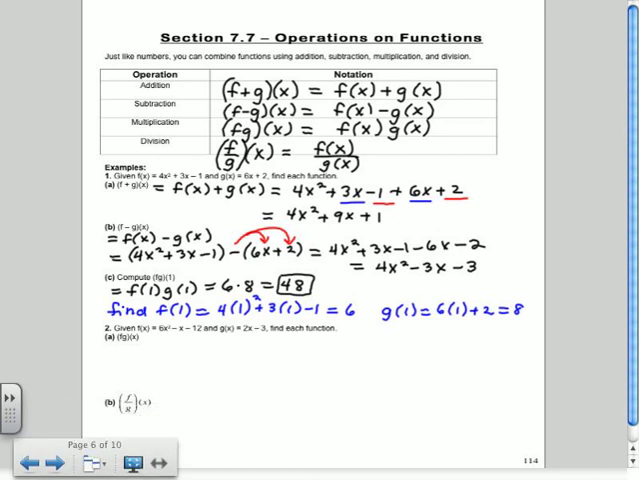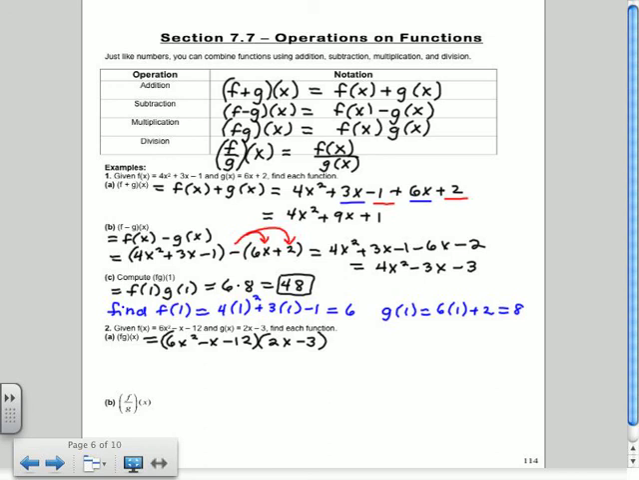Okay, the next one, it says, given f of x equals 6x squared minus x minus 12 and g of x equals 2x minus 3, find each function. So this one says f times g of x. So there's no number there, it's just x. So that means you're going to deal with x's the whole time. So you're going to have two functions multiplied by each other. So my 6x squared minus x minus 12, and I'm going to multiply by that 2x minus 3, the g of x. So just f of x times g of x.